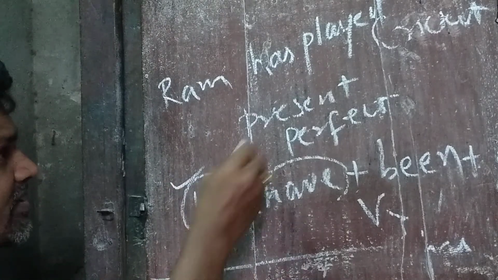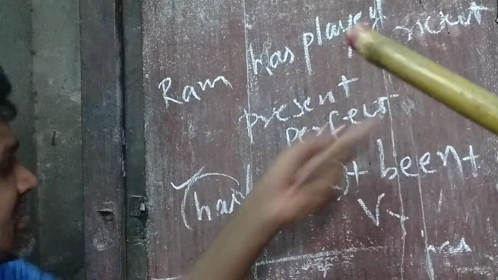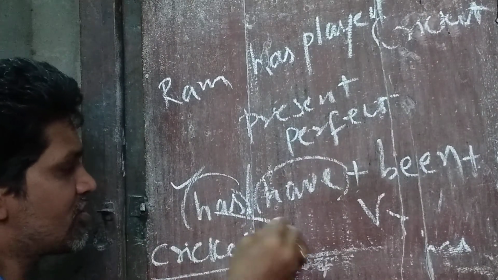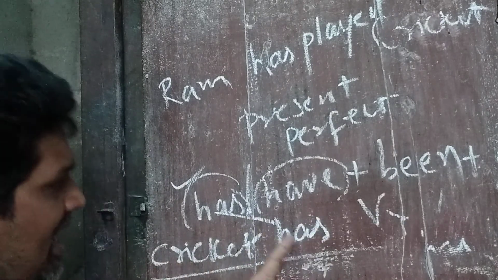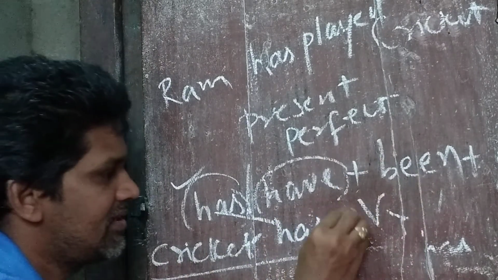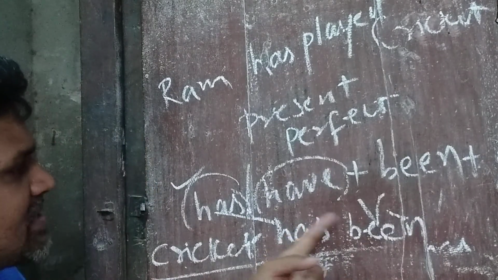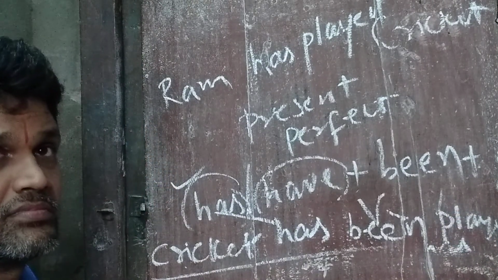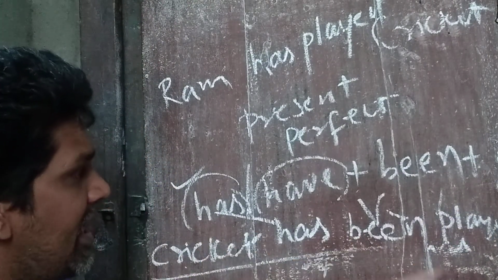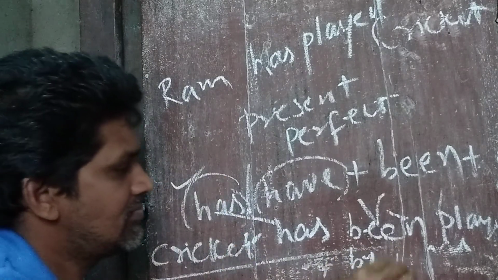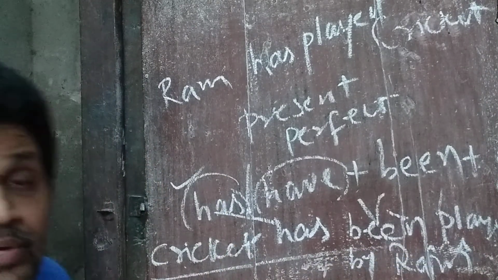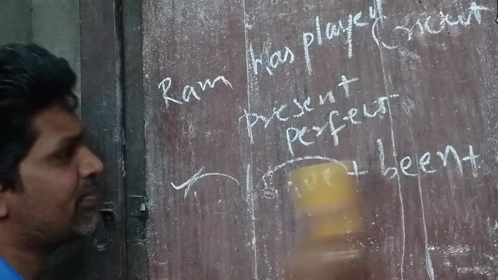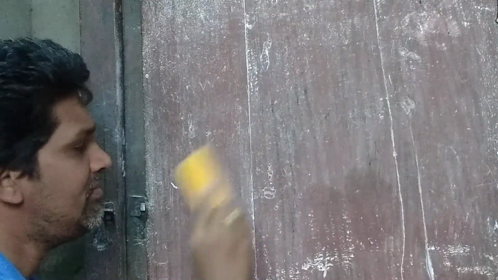So here, take this example. Cricket, singular, has. Cricket is singular form, so we should use has. Cricket has been, V3 form, played. Cricket has been played by Ram. Okay? Next. So these are the major examples and major forms that we get in the public exam.